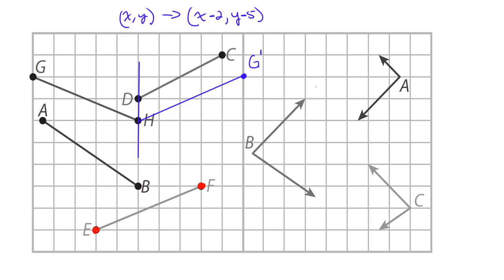So we can see here that these 2 line segments are congruent. Line segment GH is congruent to line segment EF.